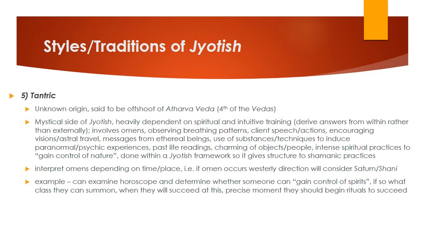This style of Jyotish is much more mystical and intuitive. It's heavily dependent on different kinds of spiritual and intuitive training and rituals. The interpretation of horoscopes is mainly derived from something internal rather than external. This can involve things like interpreting omens, observing breathing patterns of self or client, and observing speech or actions from the client. There are different practices and rituals encouraging visions and astral travel.